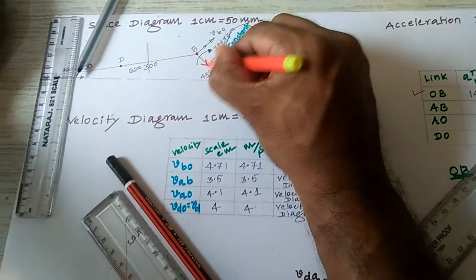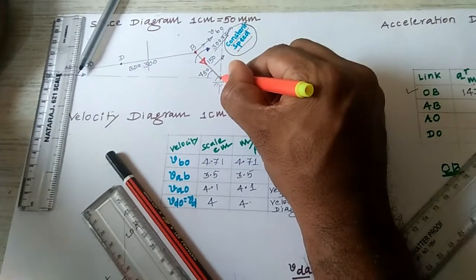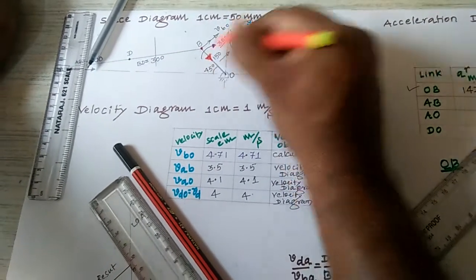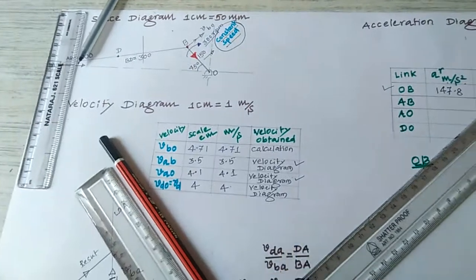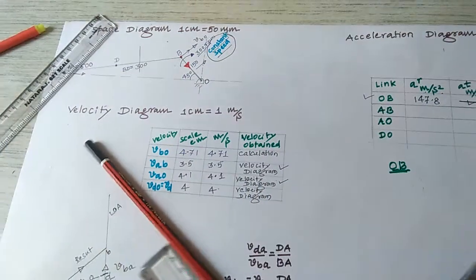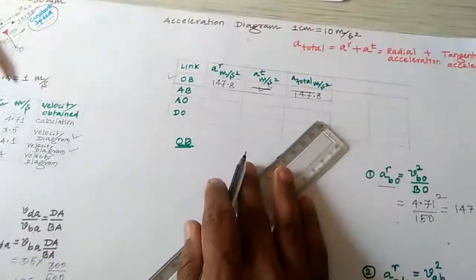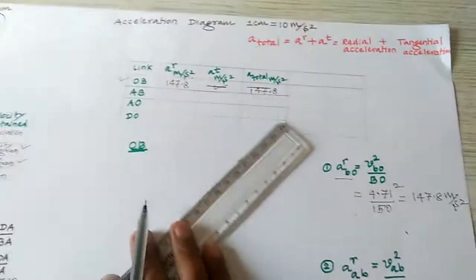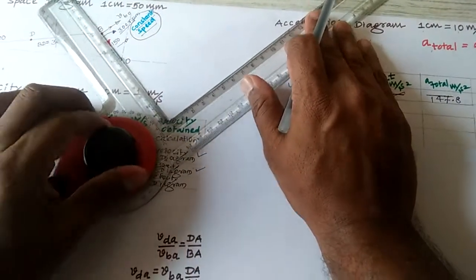Direction comes as a towards the O. With respect to what? With respect to O, it has to come towards this way. Then radial is along the line OB. How much? I have taken a scale of 1 centimeter equal to 10 meter per second. I draw this one alignment. The radial acceleration is along the link.